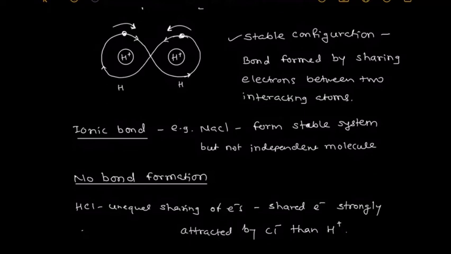Hence, remember, once the sodium and chlorine atoms attract each other, the bond exists only between Na plus and Cl minus ions, but not between the sodium and chlorine atoms.